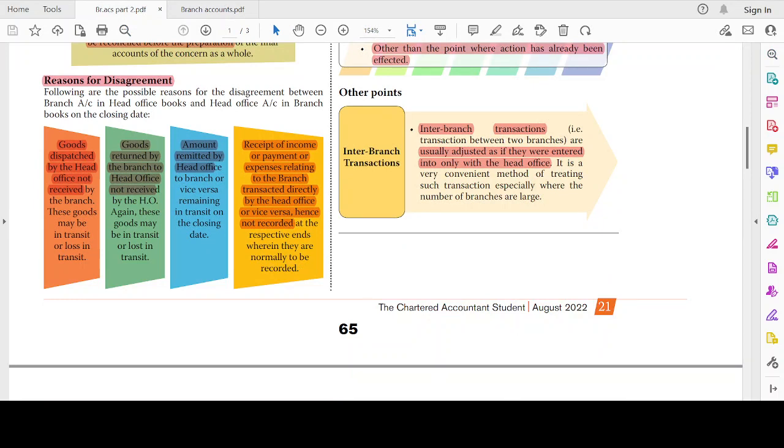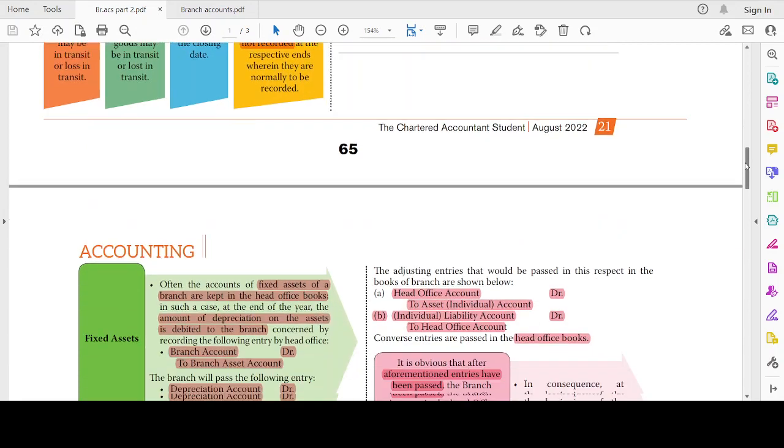Okay. Other points start with interbranch transactions. Interbranch transactions are usually adjusted as if they were entered into only with the head office. It is a very convenient method of treating such transactions, especially when the number of branches is large. If the number of branches is large and each branch is transacting with every other branch, then maintaining a large number of accounts and reconciliation will be very much trouble. So whatever we are going to do, we will put it as head office, and head office will maintain each branch account, right? There they will adjust the net they will pay. Okay, this is what interbranch transactions would mean.